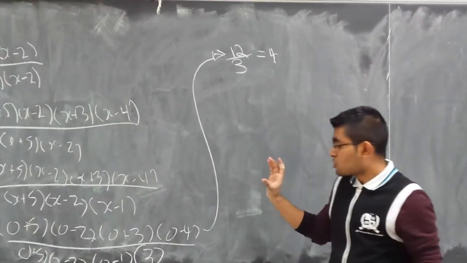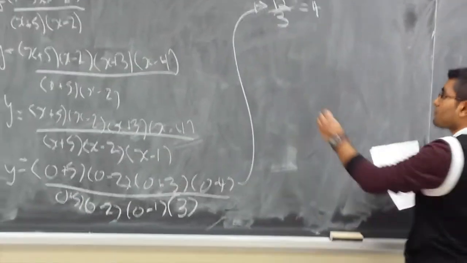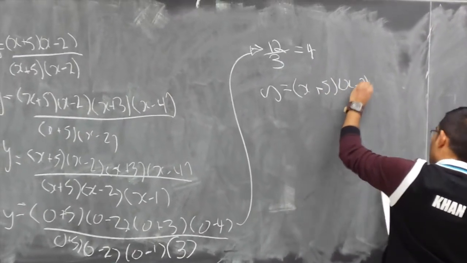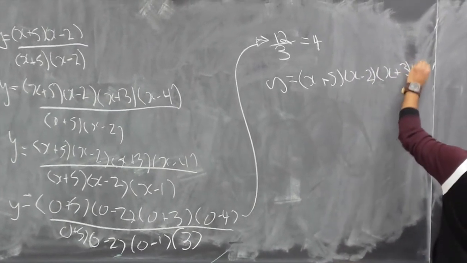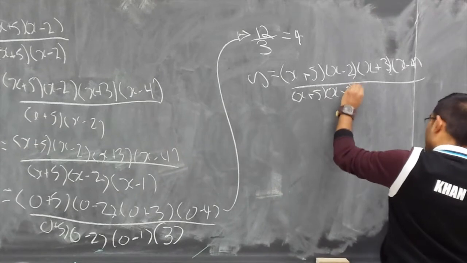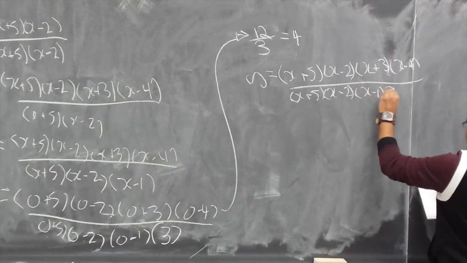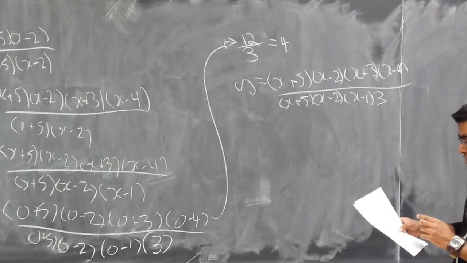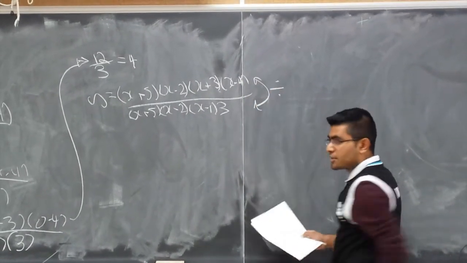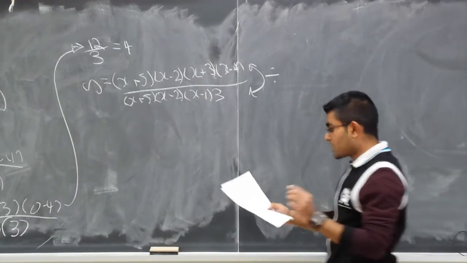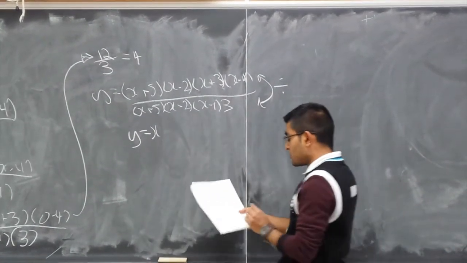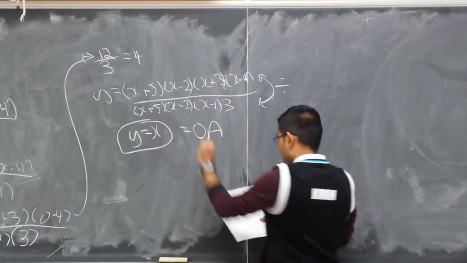So now, our equation so far is going to be this equation right here. It's going to be y is equal to (x plus 5)(x minus 2)(x plus 3)(x minus 4) over (x plus 5)(x minus 2)(x minus 1), and that multiplied by 3. So now we have our equation so far. So finally, for the oblique asymptote, we have to divide the numerator by the denominator. And once we do this using synthetic division, we get an answer of y is equal to x. I didn't really use synthetic division because it's going to be too much work. But we get y is equal to x, and that is our oblique asymptote.